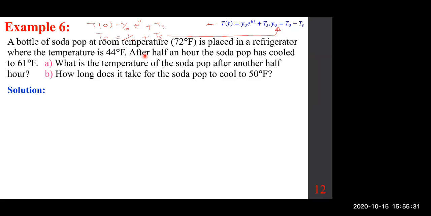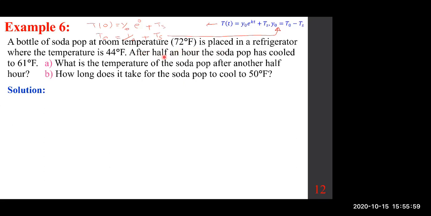So what do we have? We have the initial temperature, T of 0, T sub 0. We have the surrounding temperature, and their difference results in y sub 0. We also have, after half an hour, we can go with 1/2 or we can go with 30. Let's go with the minutes. So T of 30 is 61 degrees.